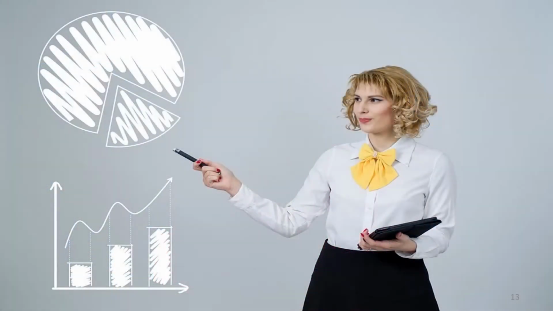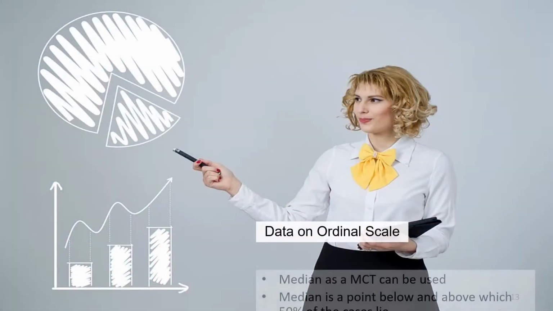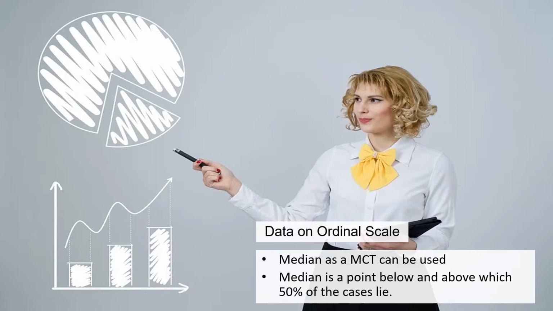And so far as the ordinal scale is concerned, we can say that the median can be used as a measure of central tendency, because here we are getting scores not only in number, rather we are also able to order them either ascending or descending. When we are able to order the scores, then we can calculate the median, because the median is a point below and above which 50% of the cases lie. It means the median is not simply a score, the median is a point, and that point is based upon the frequencies.